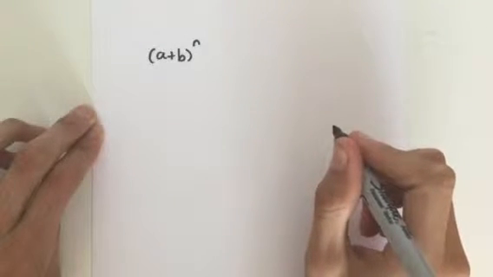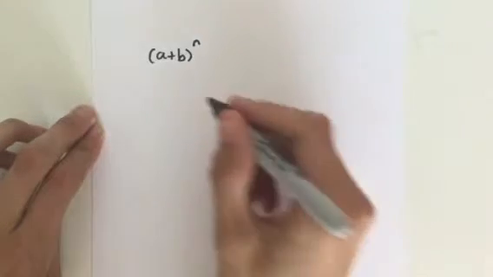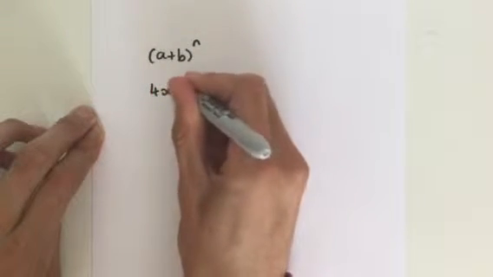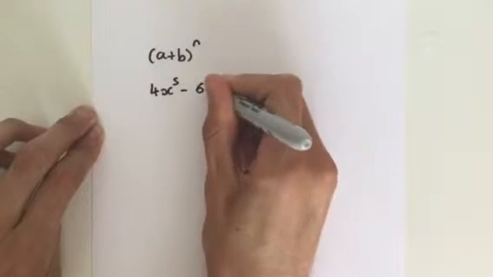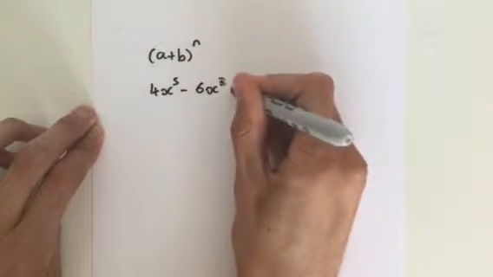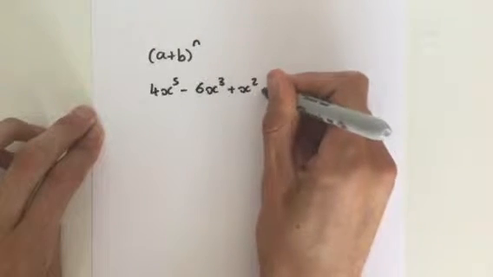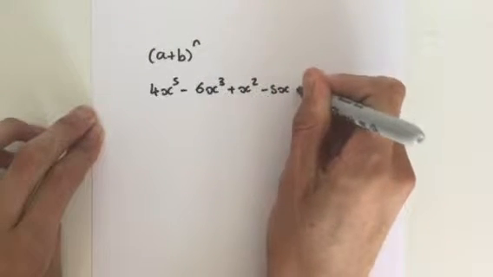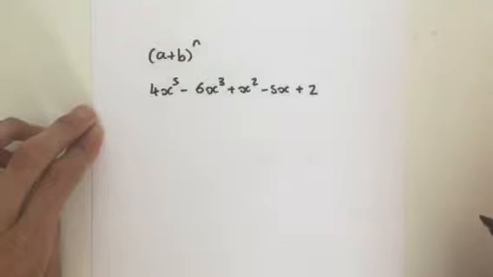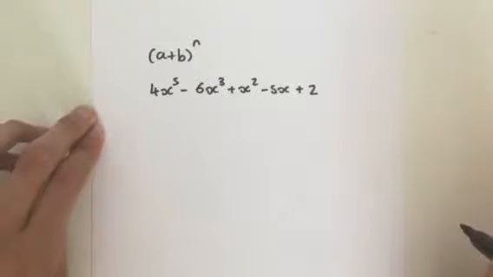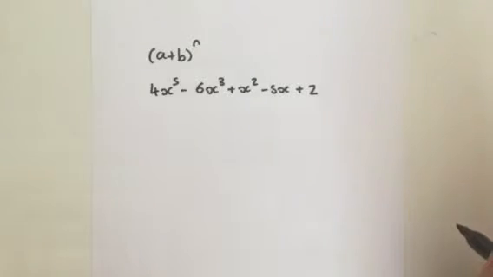A binomial is simply a polynomial with two terms, and a polynomial is an expression like this: 4x to the power 5 minus 6x cubed plus x squared minus 5x plus 2, for example, where except for the constant, the 2 in this example, all terms have a variable raised to a positive integer power. The degree of a polynomial is its highest power of x. In this example, the degree of the polynomial is 5.